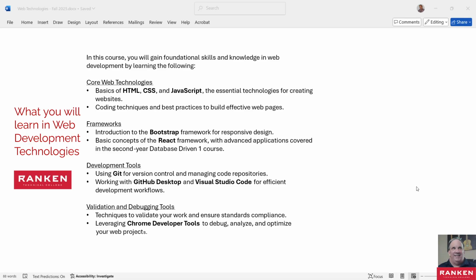The React framework is something that we will be using in one of the second year courses, so you get a little bit of an introduction to that. As far as development tools are concerned, in this course we'll do Git for version control. Git is a way to version your software. Anytime you have a check-in, we'll talk about this more tomorrow and going forward. It's a way to manage your changes to your files, okay?